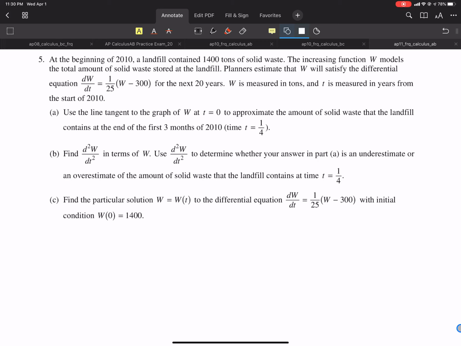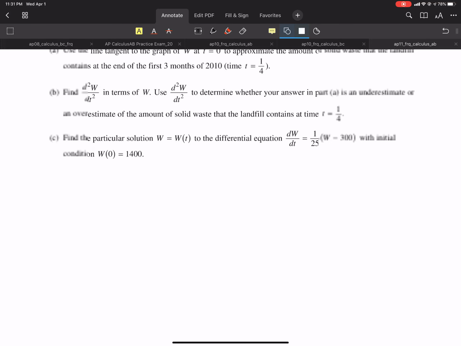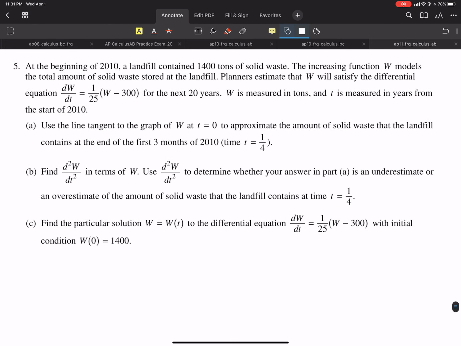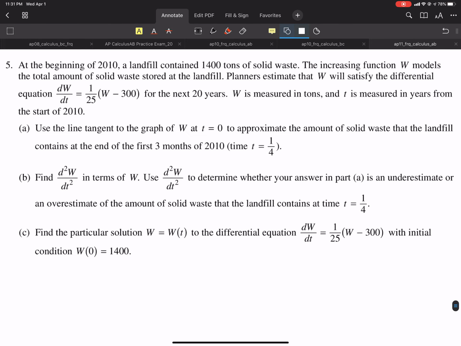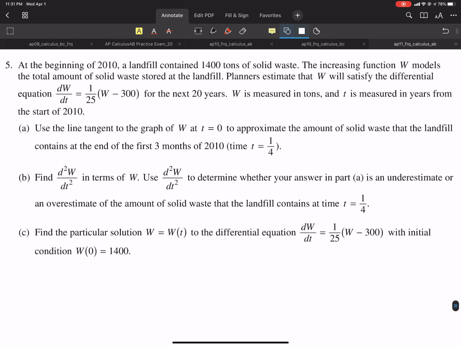All right, my AB kids, this is 2011 AB FRQ, Form A, number 5. We actually have done this in class before, but I think it's good practice for you guys. This is the one where I believe half the students that took the test this year got 0 points, or over half. I think you guys are in better shape than that.